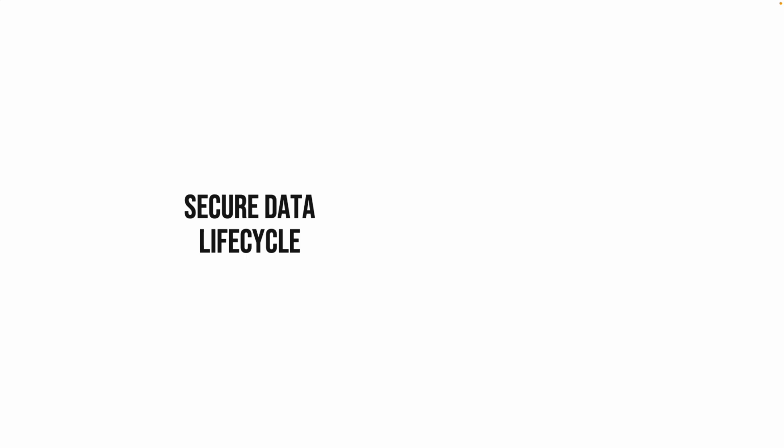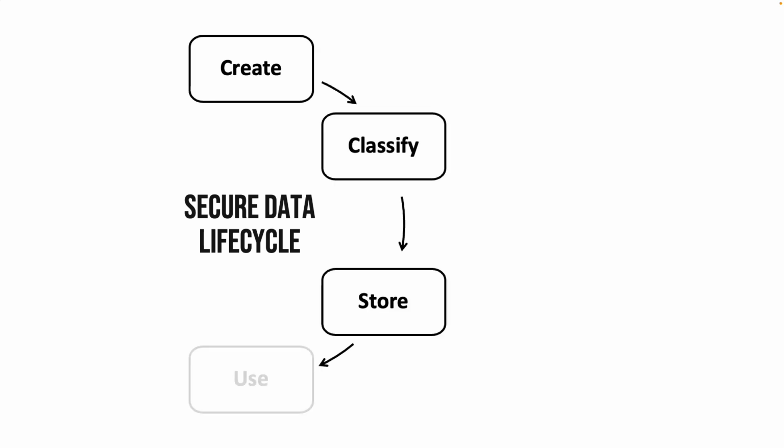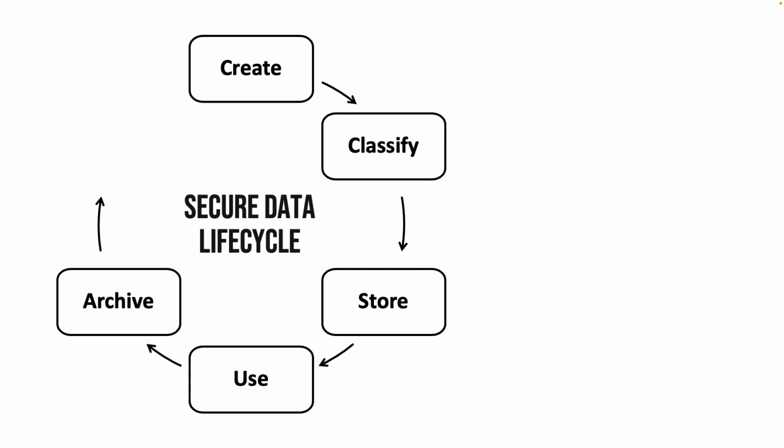So let's just step through the secure data lifecycle. This is purely a functional version. There's not one right answer for the CISM exam. It's more important that you just understand the process from a functional perspective. So we create data, classify, store, use, archive, and ultimately destroy.